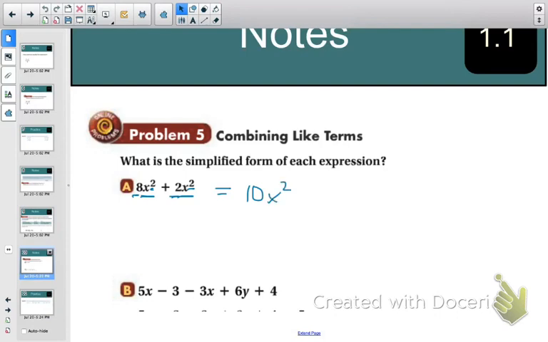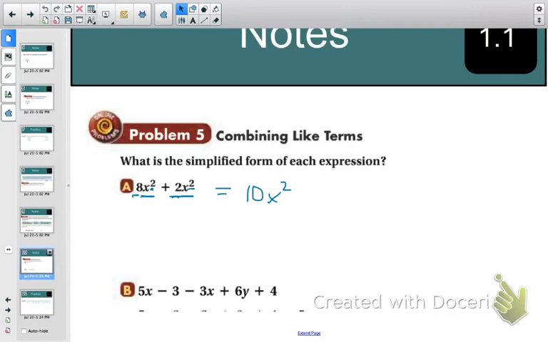So this is not going to be x to the 4th, because remember that's when you're multiplying. So this is like having 8x squared, and then you have 2 more x squared. So total we have 10x squareds. Now in part B, we've got a bunch of different terms. There's 1, 2, 3, 4, 5 terms. They're not all like terms.